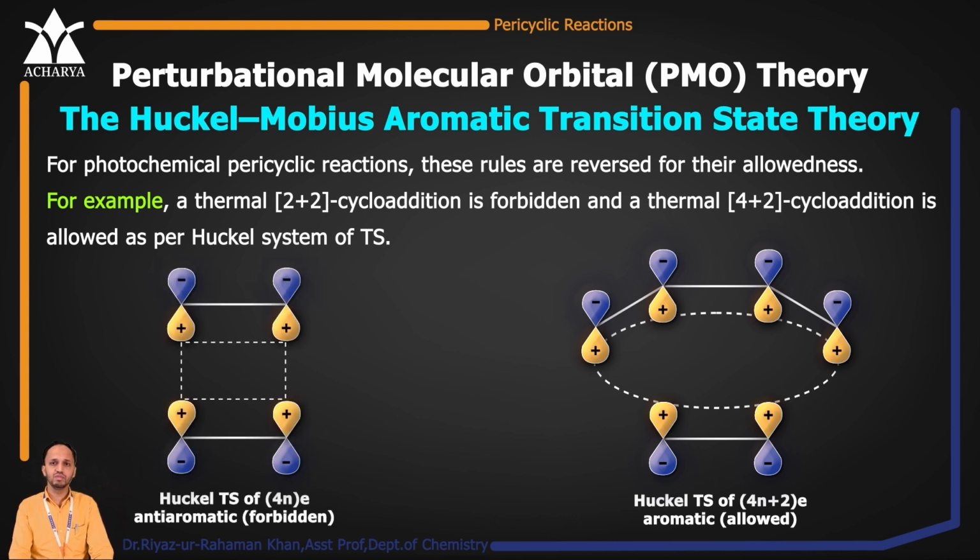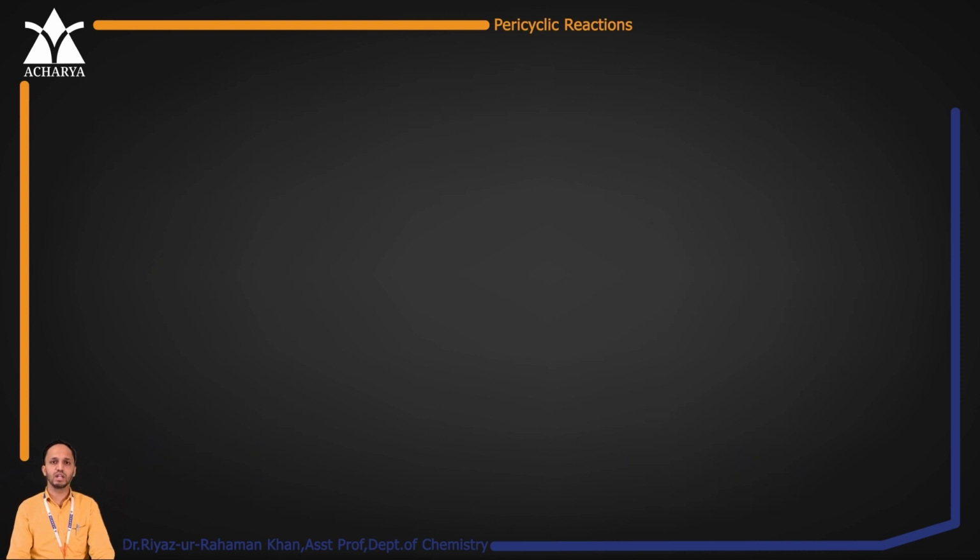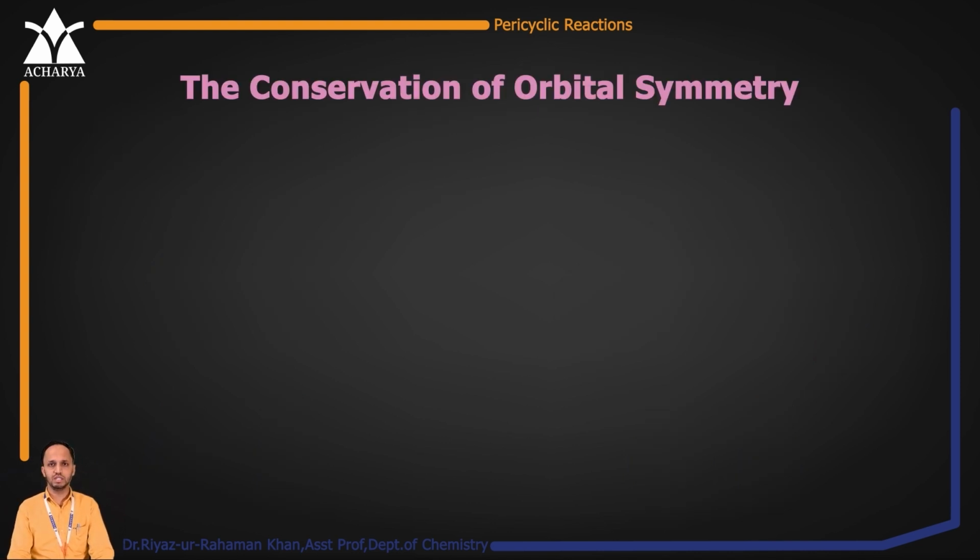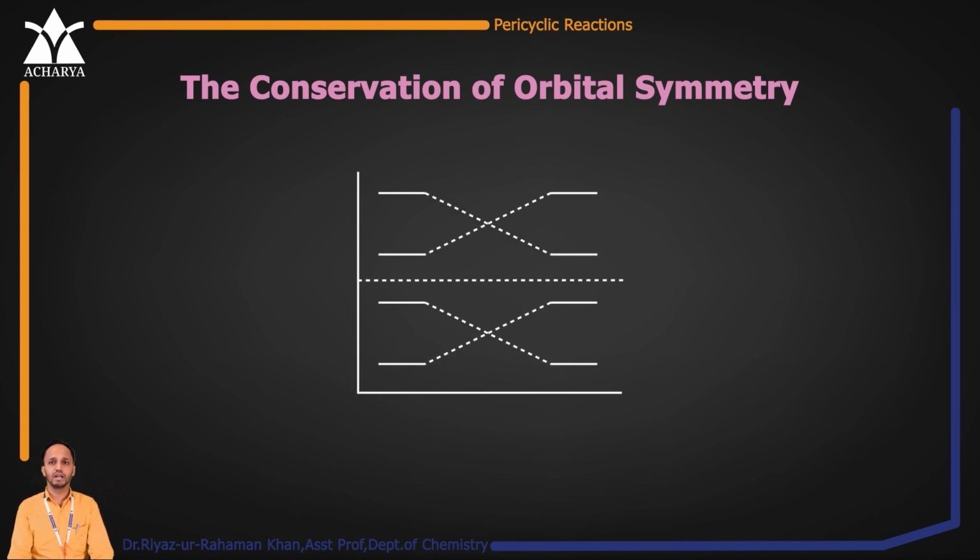Hence, this clearly proves that it is applicable through perturbational molecular orbital theory to understand the molecular structure also, but with the impact of some changes that would be considered through thermal and photochemical condition. In the last case, we have the correlation diagram. So nothing but we are considering the orbital correlation diagram.